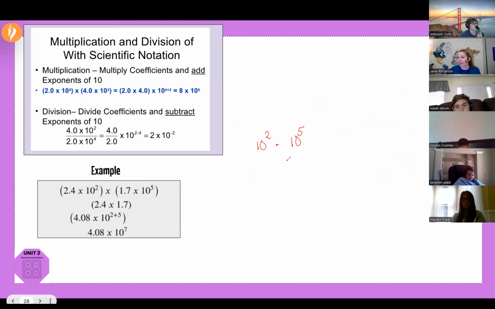So that's why we learned our exponent rules before we learned scientific notation, because when you're multiplying 10 to the 2nd times 10 to the 5th, hopefully you remember the answer is 10 to the 7th, okay? Now the rest of the problem is what we get when we multiply 1.7 times 2.4. In this situation, it's 4.08.